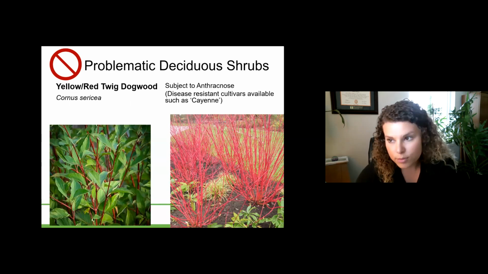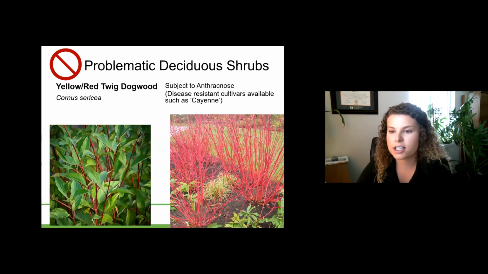A problematic deciduous shrub is our yellow or our red twig dogwood. So they are very subject to anthracnose, which is a leaf spot disease. And with that leaf spot disease, they will completely defoliate. But we do have a new cultivar available. So if you really love how this looks, I like the red twigs in the winter. That's how they'll look. This on the right is cayenne, and it's a good option.